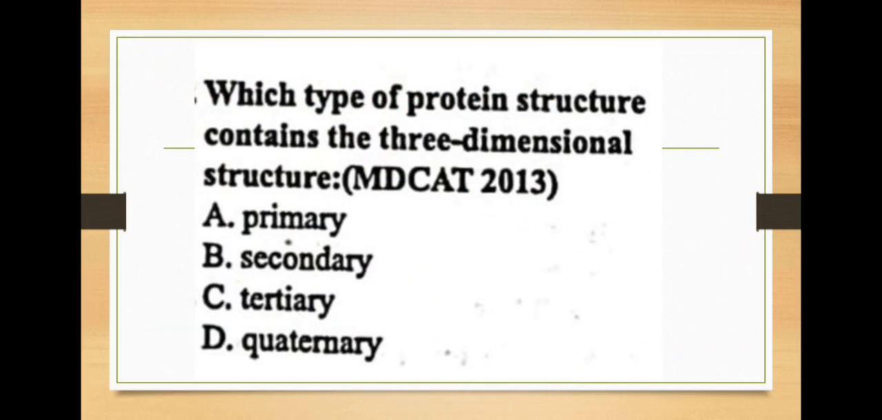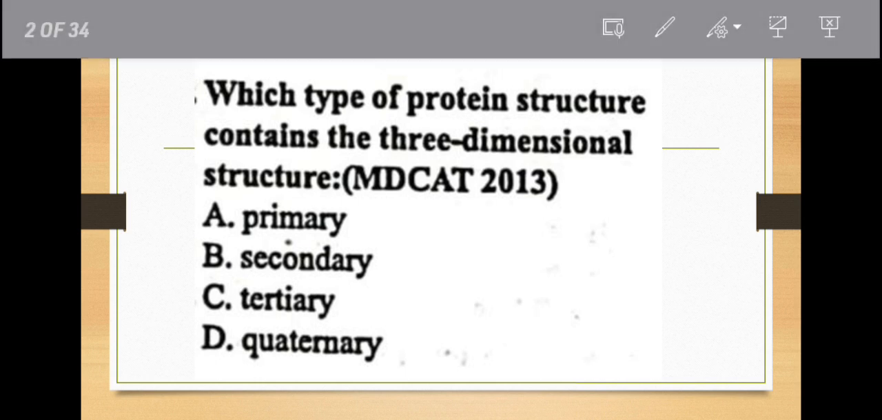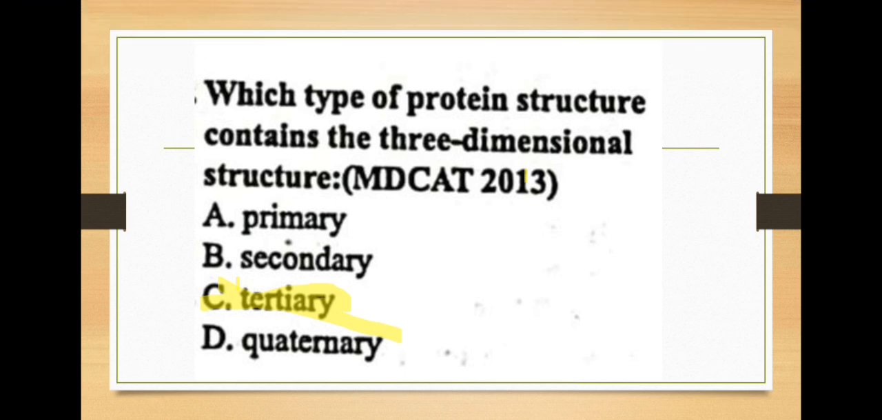Which type of the protein structure contains the three-dimensional structure? MDCAT 2013. A primary, B secondary, C tertiary, D quaternary. So the type of protein which contains the three-dimensional structure is the tertiary structure, and the logic behind it is that in our body the enzymes are in the tertiary structure, and all the enzymes have the three-dimensional structure.